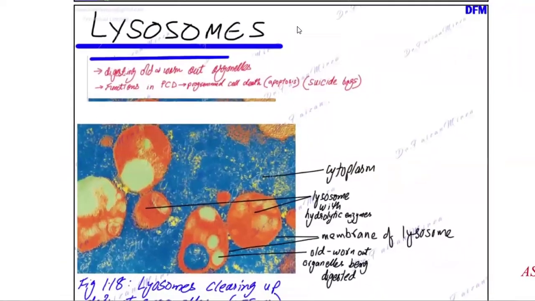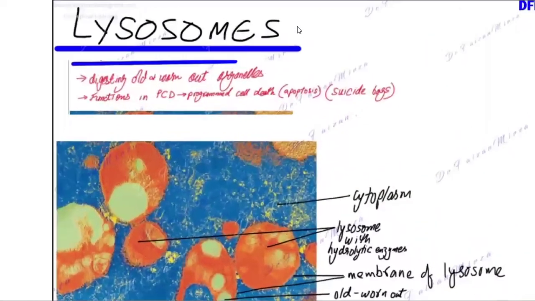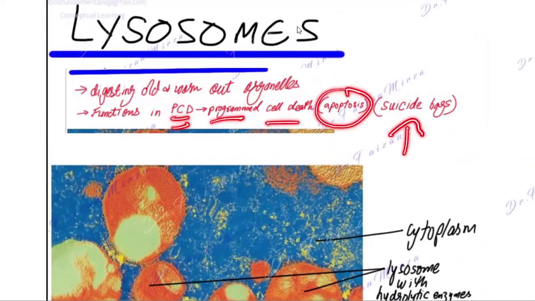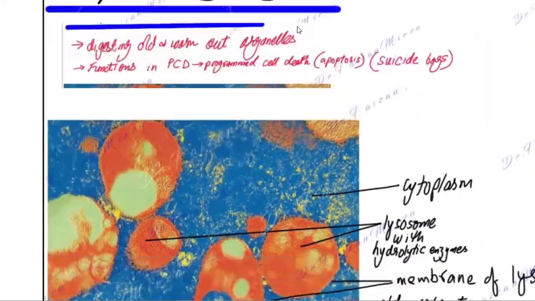Apart from this, lysosomes also work in removing old and worn out organelles, organelles that are non-functional and are not good at functioning anymore. So your cell gets rid of them using lysosome. Apart from that, lysosome plays a role in PCD, which is programmed cell death, also called apoptosis. They act as suicide bags, which means they basically will kill each and every organelle of the cell once programmed cell death occurs, and eventually it will kill the whole cell.